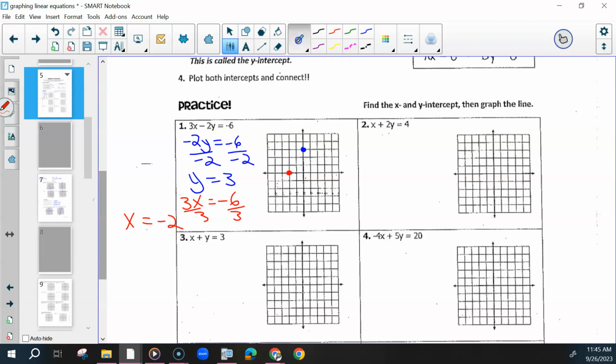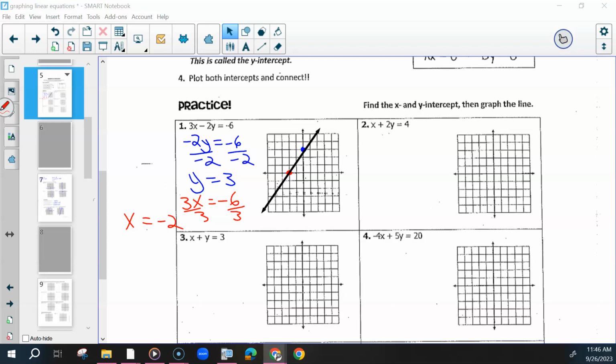With these, you only need 2 points. And you would graph it just like that. So if you are graphing by intercepts, you should only have 2 points. But if you start graphing by slope, you need multiple points. Questions so far? Let's do another.